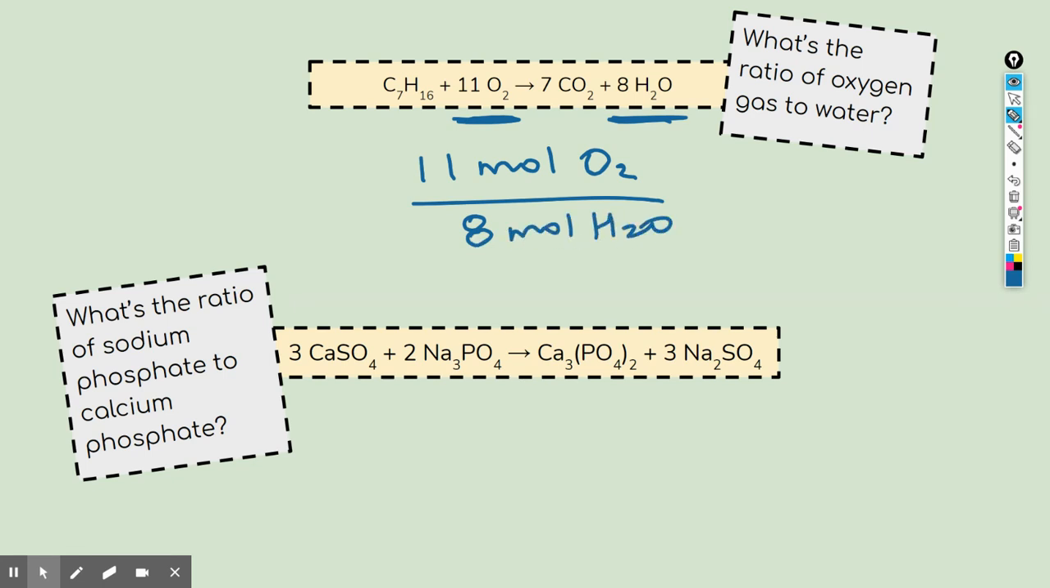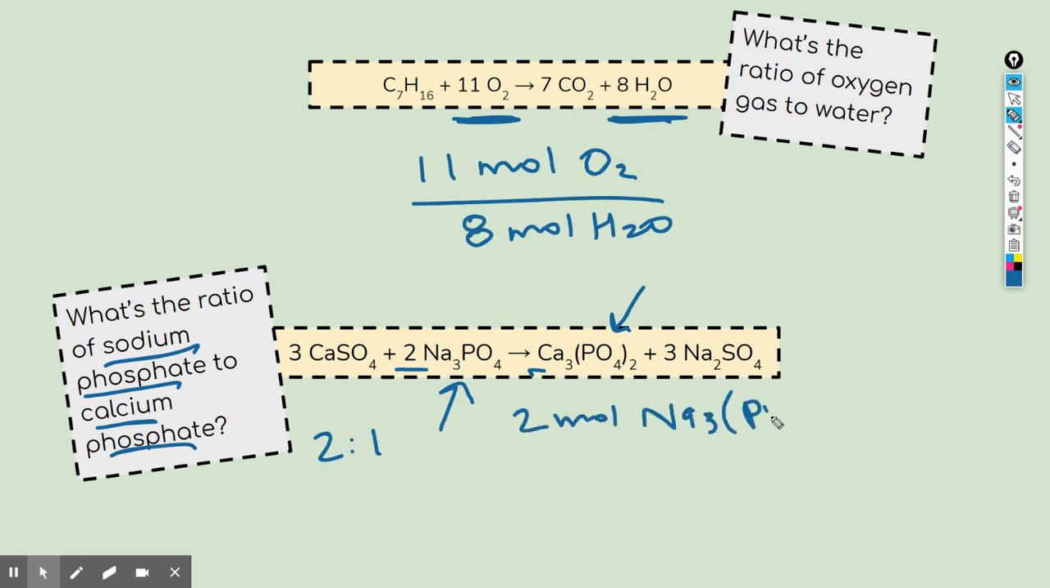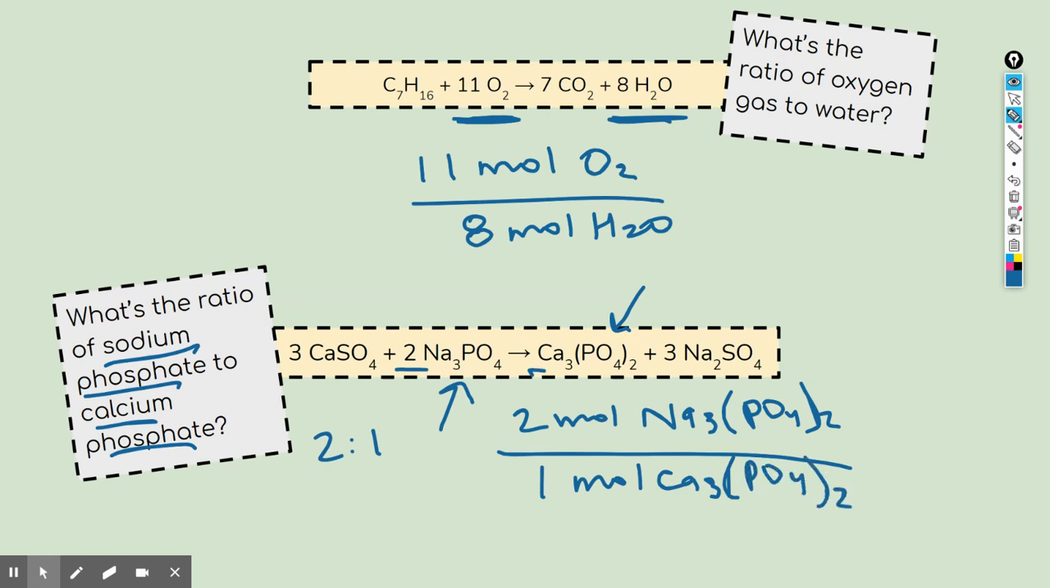And in the second one, what is the ratio of sodium phosphate to calcium phosphate? So sodium phosphate is right here and calcium phosphate is here. So that's a 2-to-1 ratio, 2-to-1, which would be 2 moles of Na3PO4 for every 1 mole of Ca3(PO4)2. And I am so sorry, I accidentally wrote this part incorrectly. That's what it looks like. And that is how you would work those two problems.